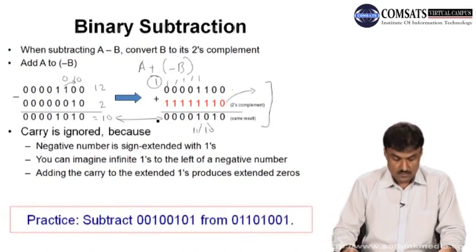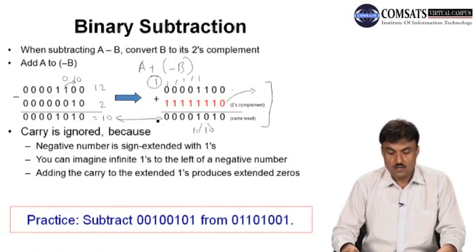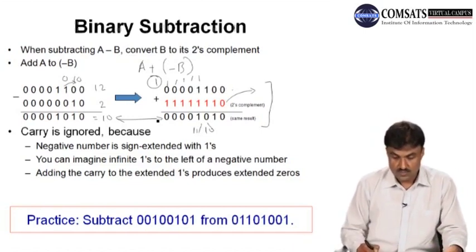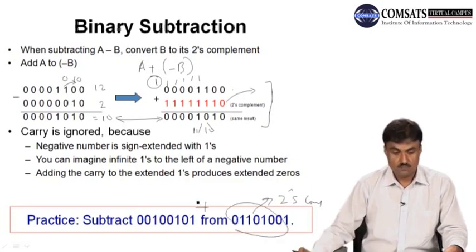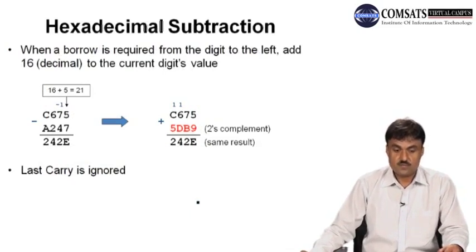So for practice, you can perform the subtraction of these two positive numbers, like 00100101 from 01100100. Just what we have to do is convert this number into its 2's complement and just add. After performing the 2's complement of this number, you have to perform addition, then you will see the result.